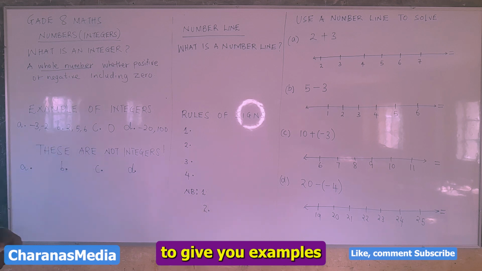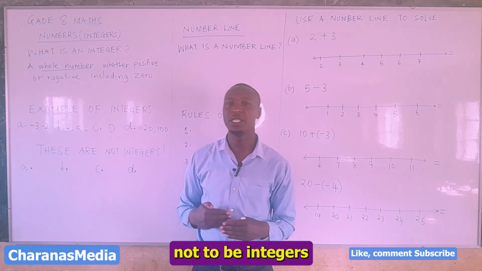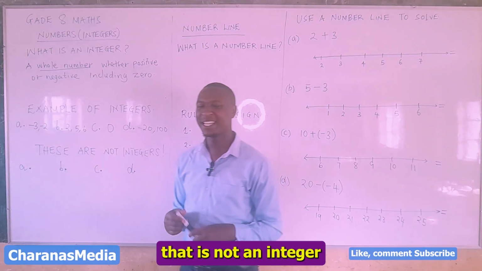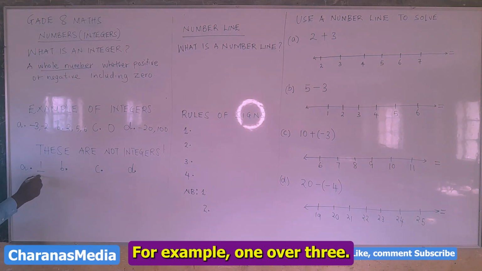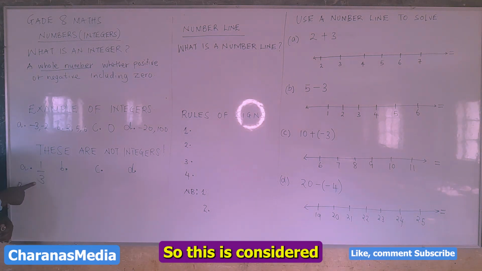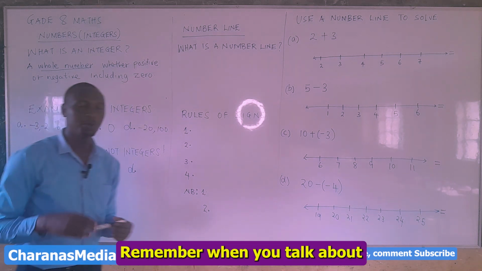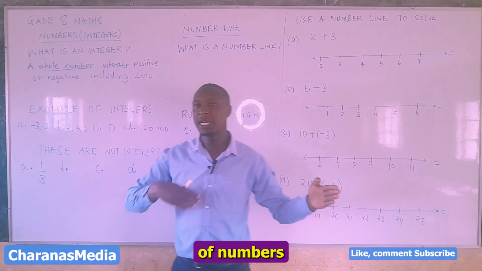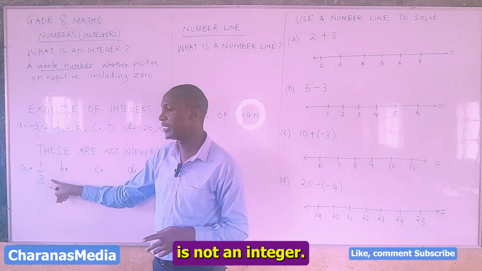So these are not integers. I have decided to give you examples of those numbers that are considered not to be integers so that you don't get confused. So the first number that is not an integer is any fraction. For example, 1/3. So this is considered to be a fraction and not an integer. Remember, when you talk about types of numbers, we consider fraction as a different type of numbers and integers as different types of numbers. So a fraction is not an integer.